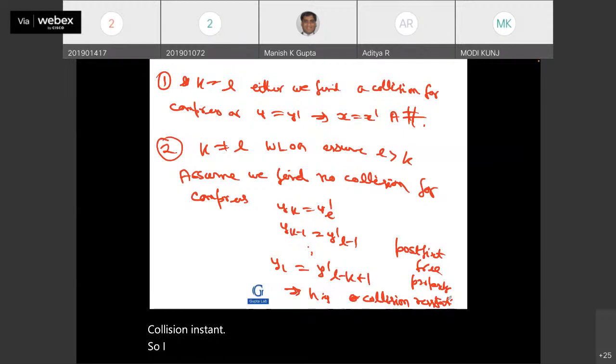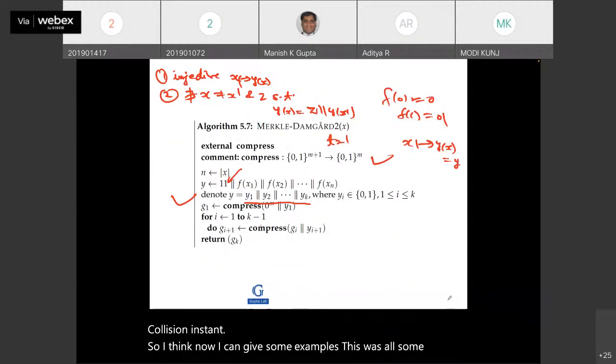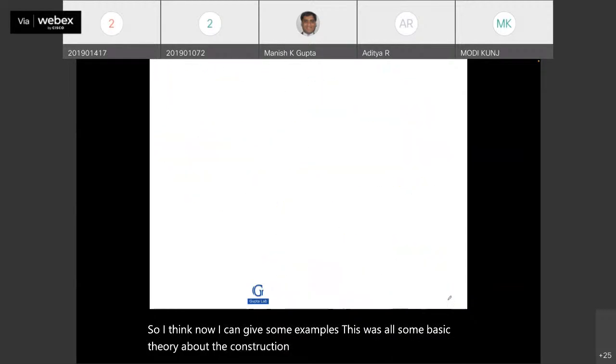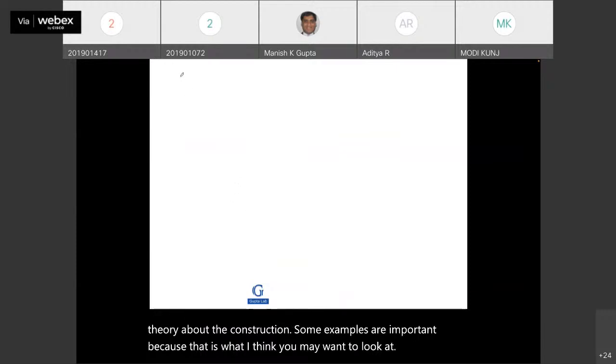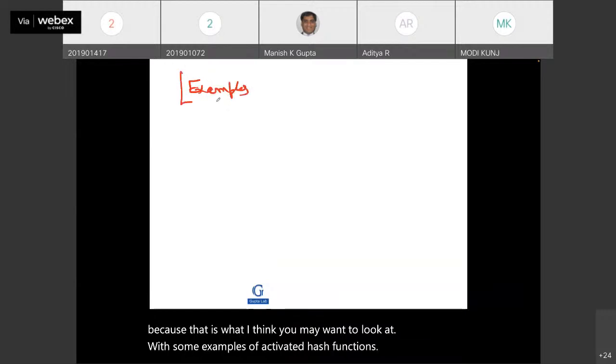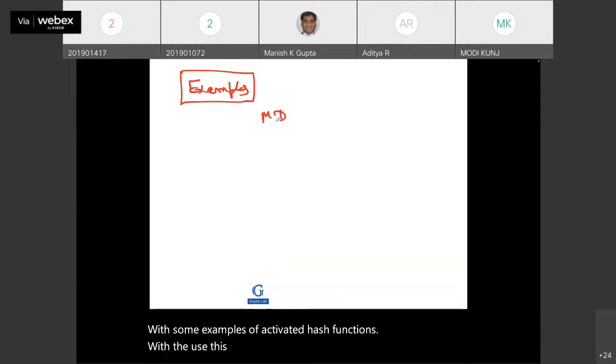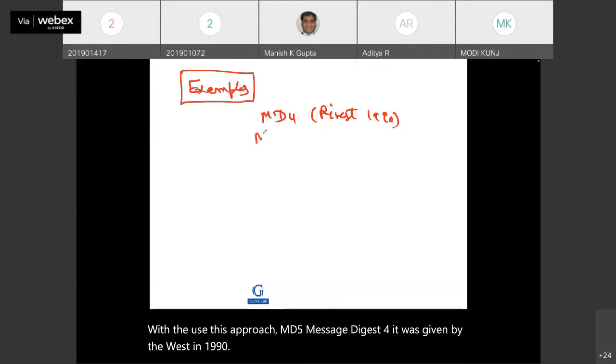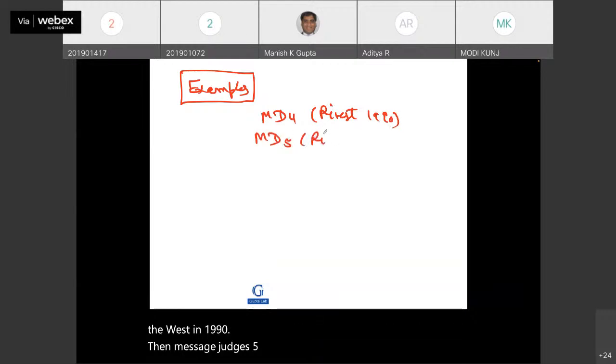So I think now I can give you some examples. This was all some basic theory about the construction. Some examples are important because that is what I think you may want to look at. Some examples of iterated hash functions use this approach: MD4, Message Digest 4, was given by Rivest in 1990. Then Message Digest 5 was again given by Rivest in 1992.